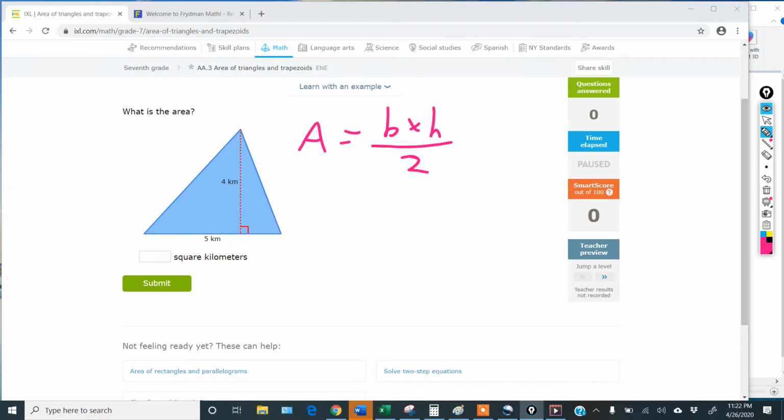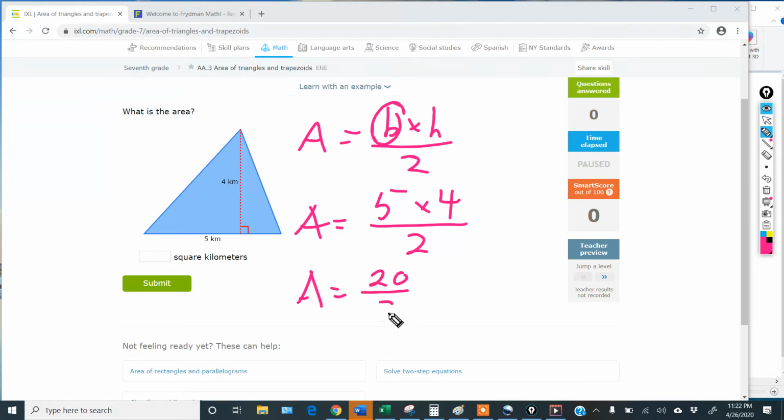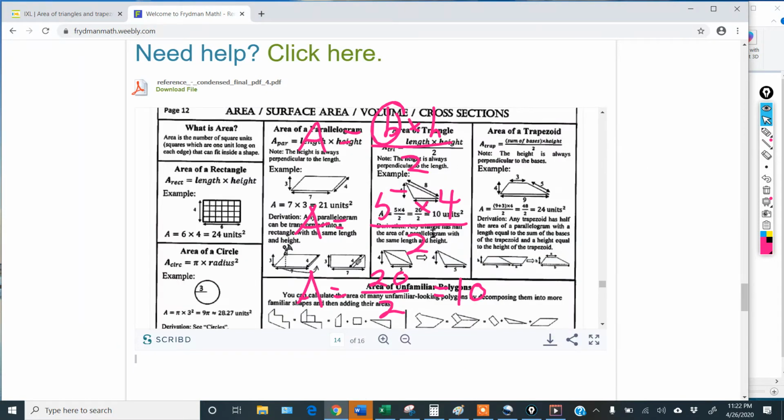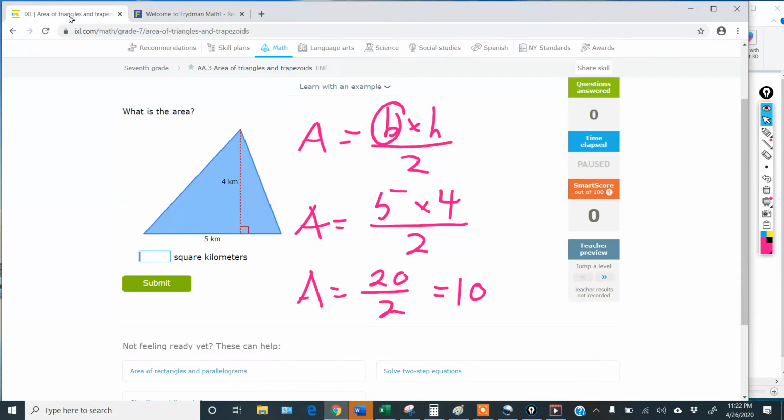All right, so the base is 5, right? 5 over here. The height is 4, and we're going to divide that by 2. So the area is equal to all of this. So we have 5 times 4 is 20, and 20 divided by 2 is... that is actually the exact same example that I have over here on the reference page, isn't it? So that's kind of funny.